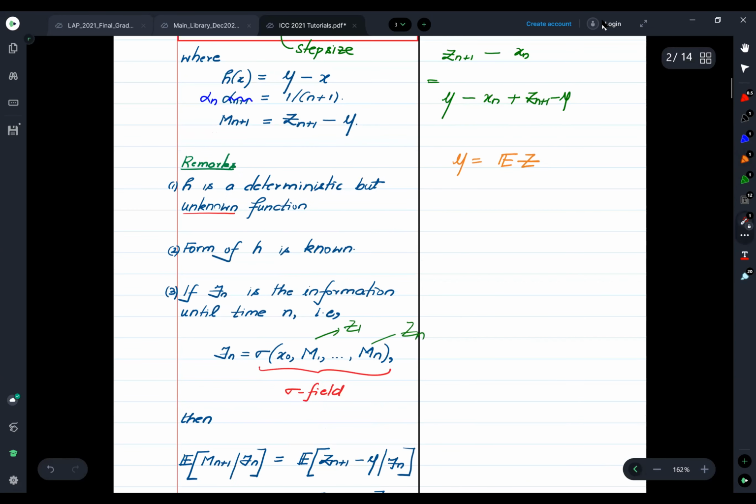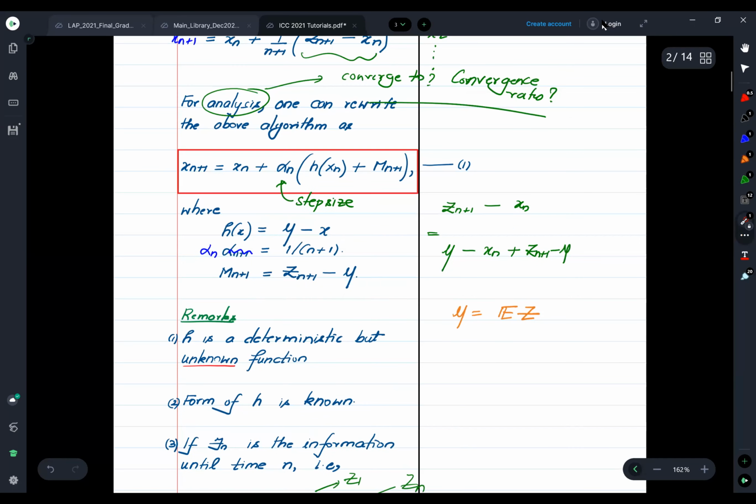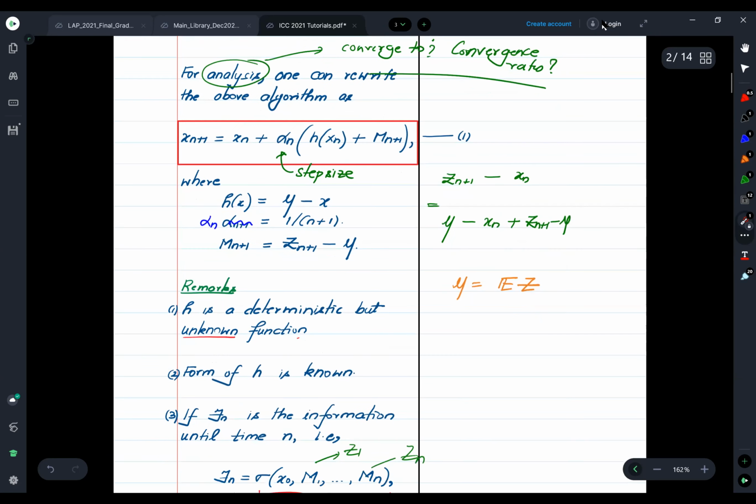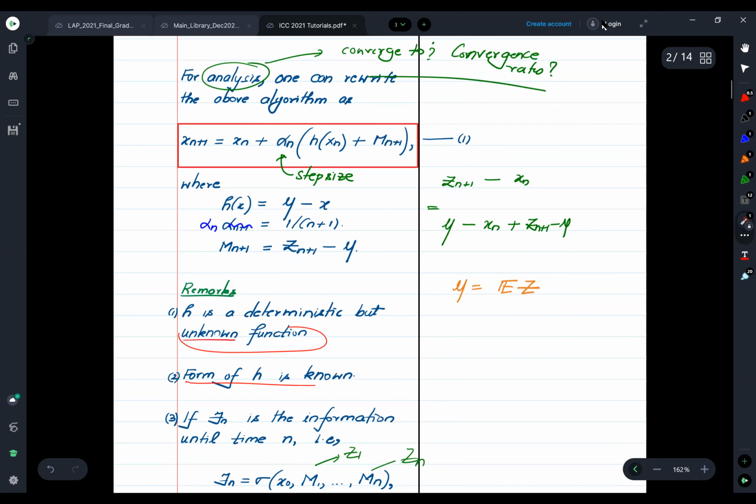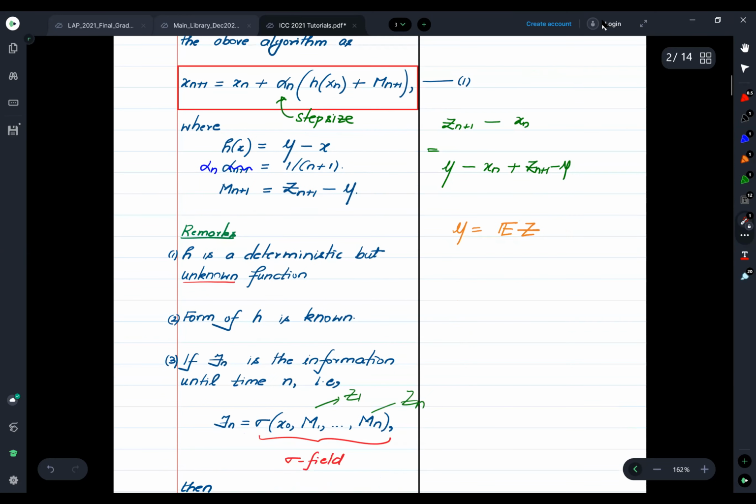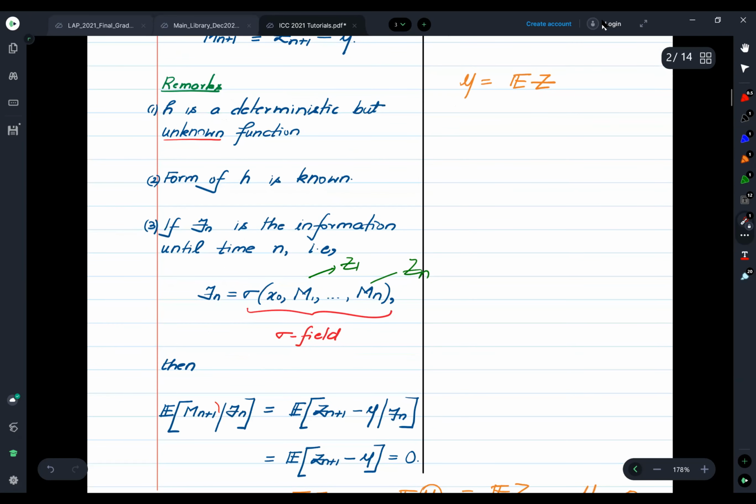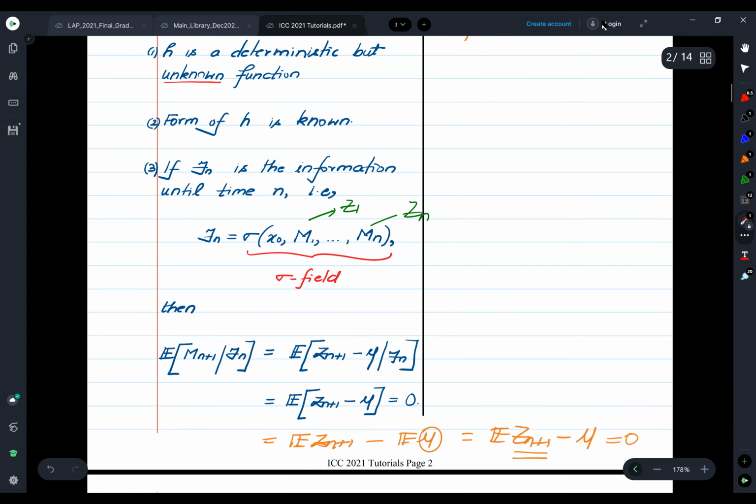So these are the different properties of the different terms that are present over here. A quick summary: this function h is given by mu minus x. This is a deterministic but unknown function. While this is unknown, the form of h is known to us, right? And if Fn denotes the information that is available until time n, then if you take the conditional expectation of mn plus 1 with respect to this information, one can see that this conditional expectation will be 0, right?